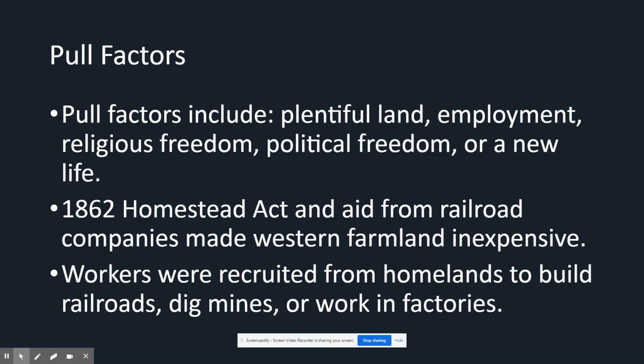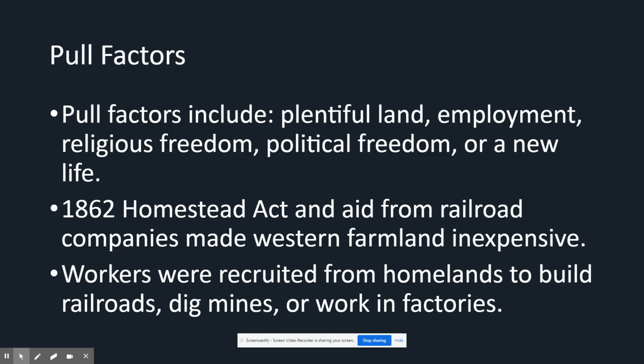Or simply, they want to come to the United States for a brand new life, to start over, to establish themselves in a brand new country and kind of just hit the reset button. During the Civil War, the Homestead Act and aid from the railroad companies made Western farmland very inexpensive. So coming to the United States with not a lot of money was okay, because land was going to be fairly inexpensive. Immigrants who would come were recruited to work on homelands, to build railroads, to dig mines, to work in factories.